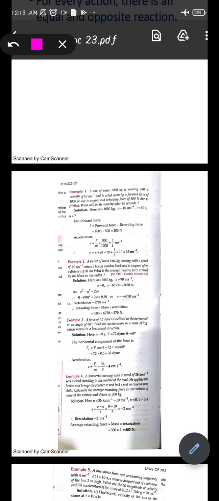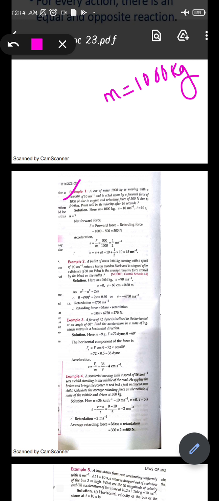Okay, so see the first question. A car of mass 1000 kg is given, so write the mass as m, which is 1000 kg. Think of this as the concept for your numericals: whatever the given part is, just write it first, then you will get what you have to calculate.